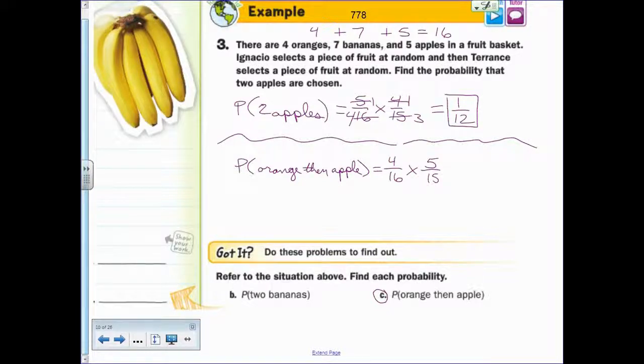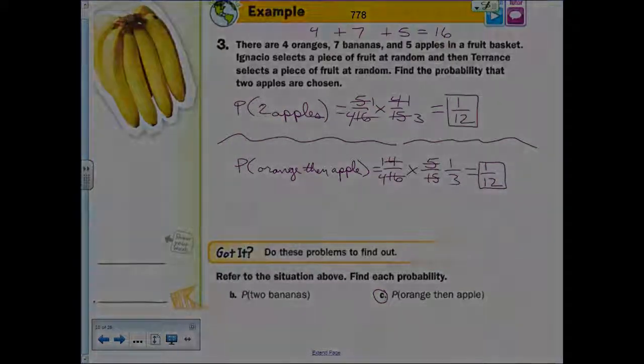I'm going to multiply those together, but before I do, I can go ahead and simplify my ratios. 4 goes into 16 4 times, so I get 1/4 here. 5 goes into 15 3 times, so I get 1/3 here. And curiously, this ends up being the same as the other problem because I get 1/4 times 1/3, which is 1/12. I wonder if you'll get 1/12 when you do 2 bananas down below. I have a feeling it's not going to come out the same, but you can try that one on your own.